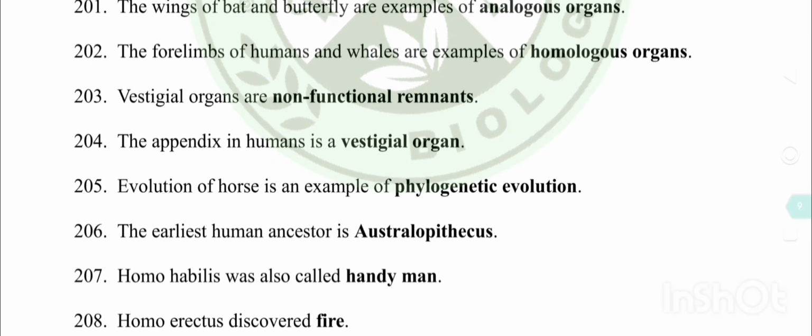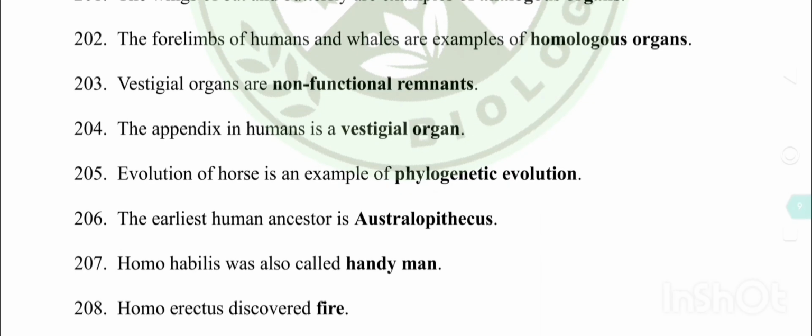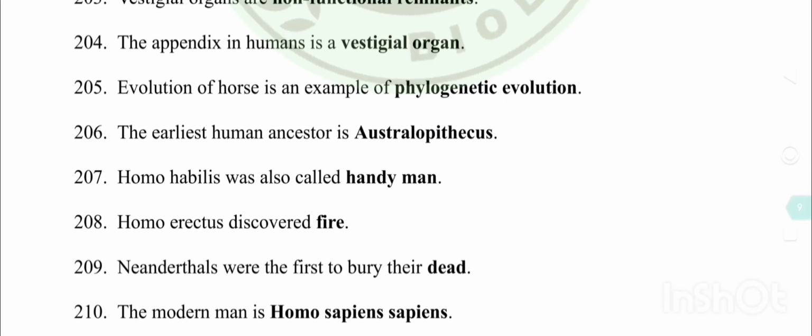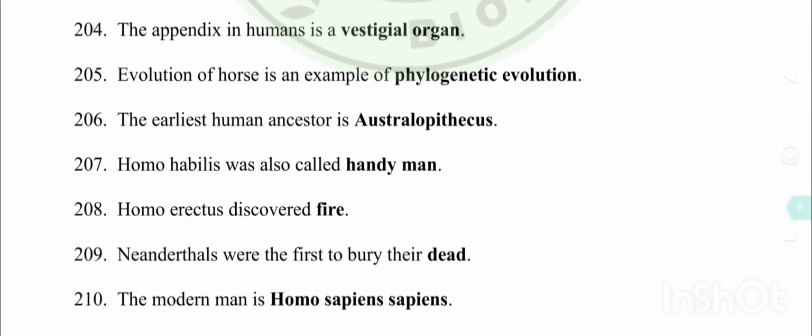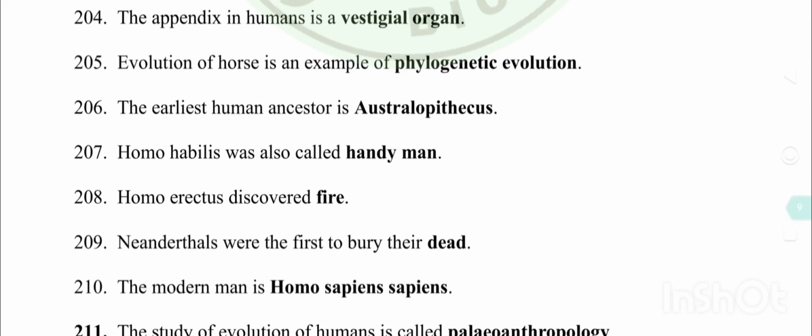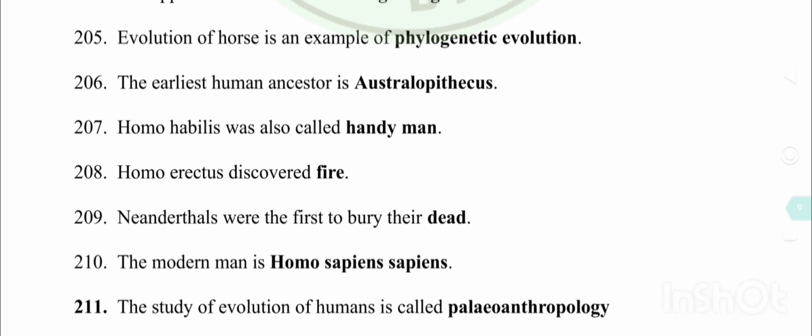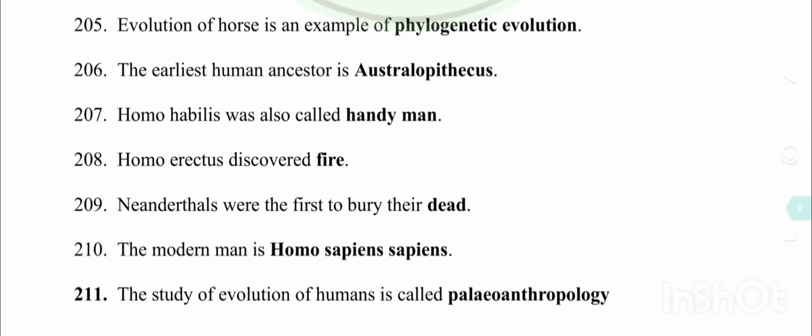207. Homo habilis was also called handy man. 208. Homo erectus discovered fire. 209. Neanderthals were the first to bury their dead. 210. The modern man is Homo sapiens sapiens. 211. The study of evolution of humans is called paleoanthropology.